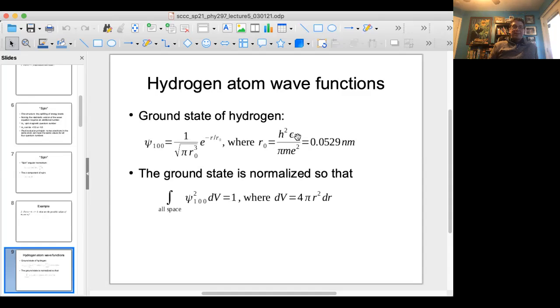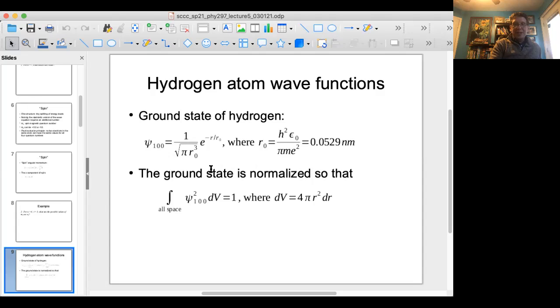Epsilon naught is the permittivity of free space. So that's 8.85 times 10 to the negative 12 coulombs squared per newton meter squared. And you're dividing that by pi times the mass of the electron times e squared, where e is 1.602 times 10 to the negative 19 coulombs.